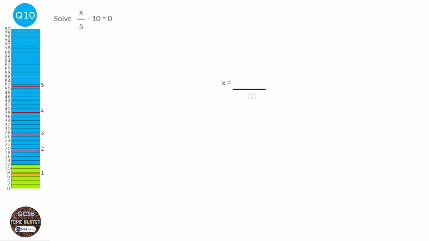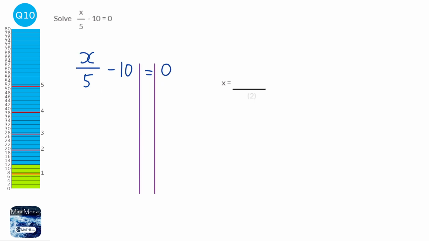I'm going to start by just copying out the question. Now the word solve means find out what x is, and the first thing we do when we see solve is draw lines to the left and right of our equal sign so we can solve it. So there's two things stopping us from having x on its own. This over 5 and this take away 10.